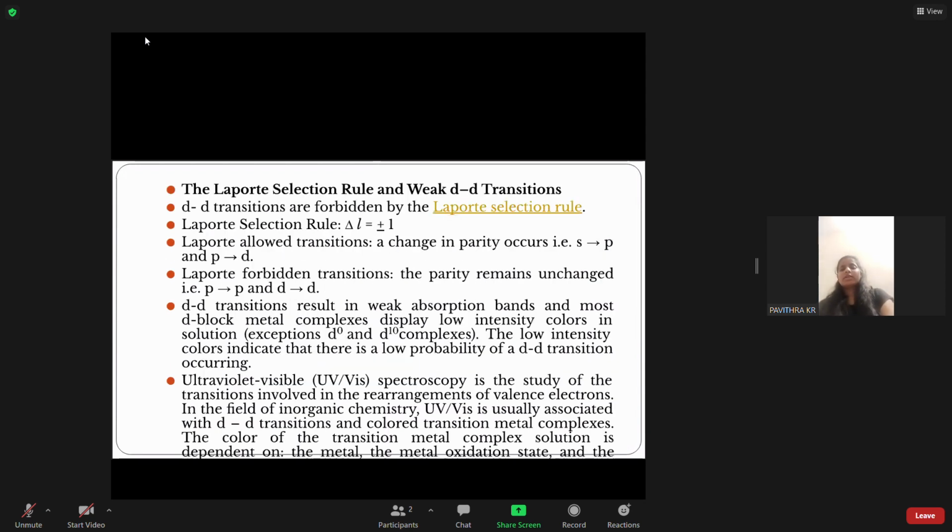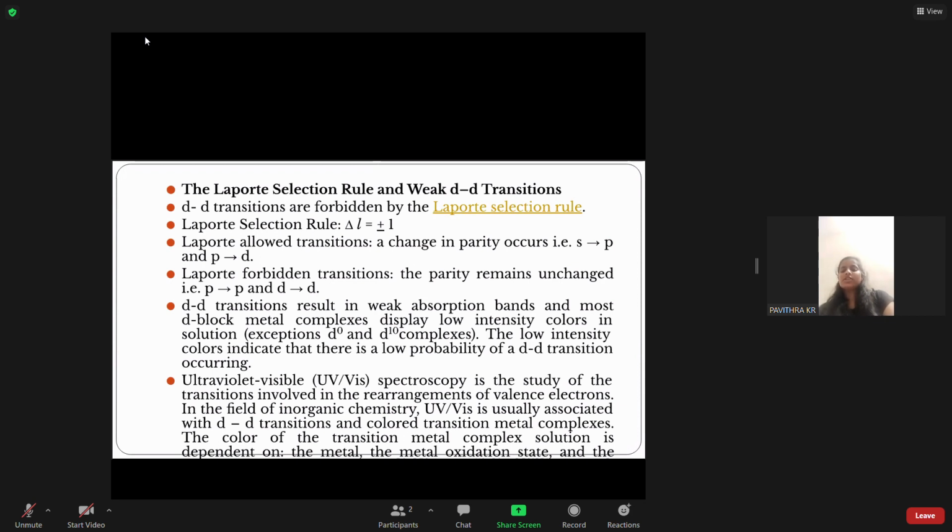Then the Laporte selection rules and weak d-d transitions. d-d transitions are forbidden by the Laporte selection rule. Laporte selection rule: delta l equals plus or minus 1. Laporte allowed transitions are those where a change occurs, that is s to p and p to d. Laporte forbidden transitions are those where the parity remains unchanged, that is p to p and d to d.